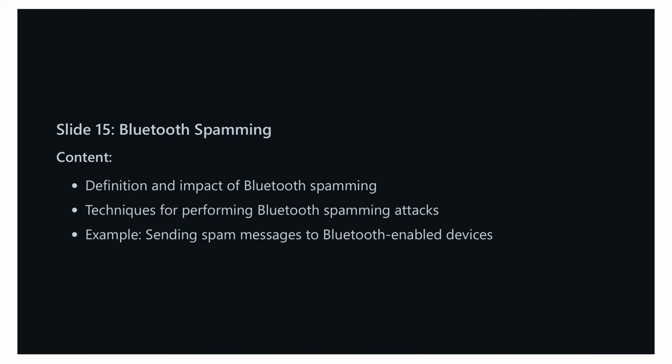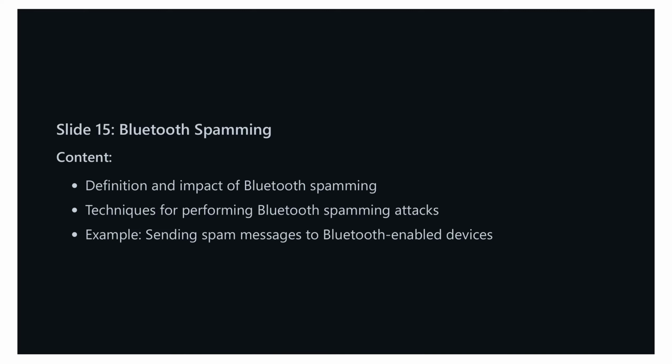The impact of Bluetooth spamming can range from minor irritation for the recipient to potential security risks. For instance, Bluetooth spam messages may contain links leading to phishing sites or malware downloads. The techniques for performing Bluetooth spamming often involve scanning for nearby Bluetooth devices and then sending message payloads automatically once devices are detected. Attackers can use specialized software and hardware to conduct these spamming campaigns. An example of Bluetooth spamming is using a tool to send repeated spam messages to all Bluetooth-enabled devices within a specific area, like a crowded public space. This not only disrupts users, but can also be used to propagate malicious links.